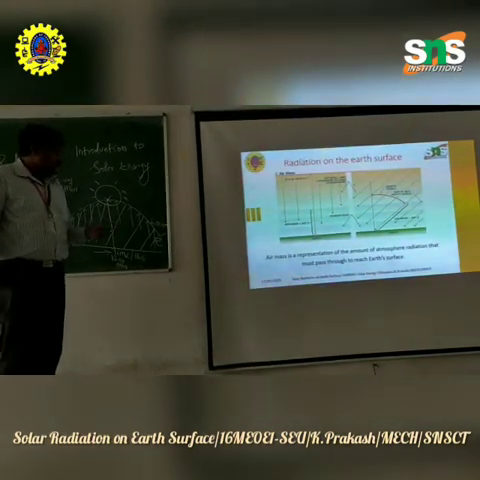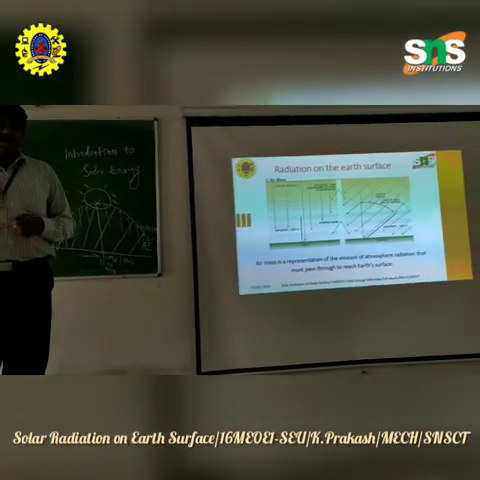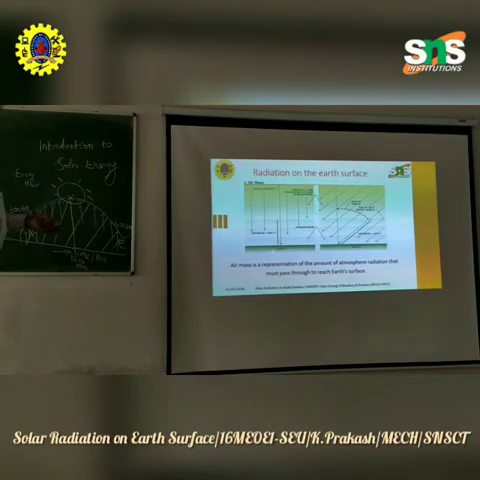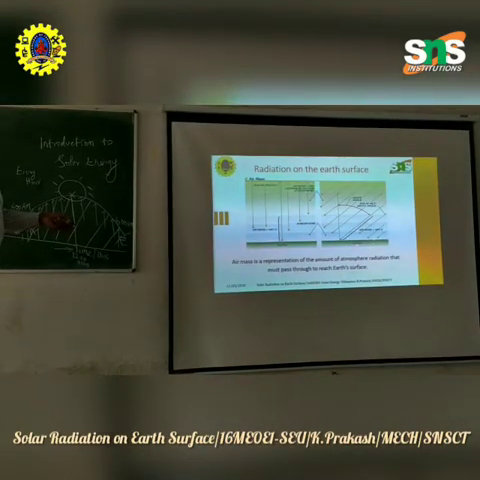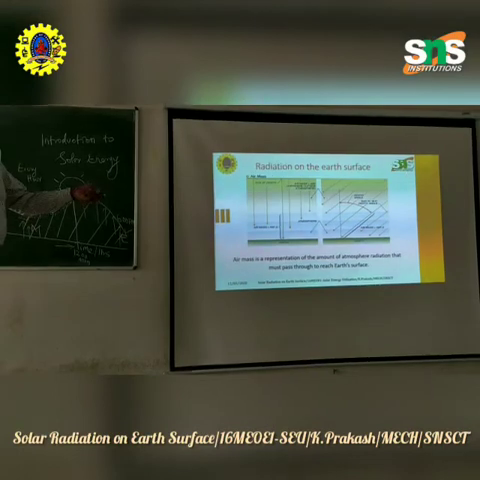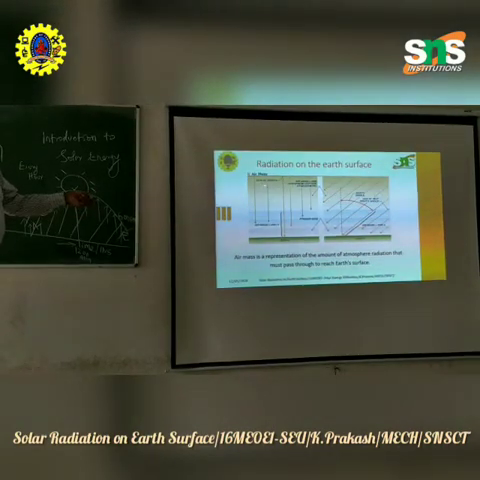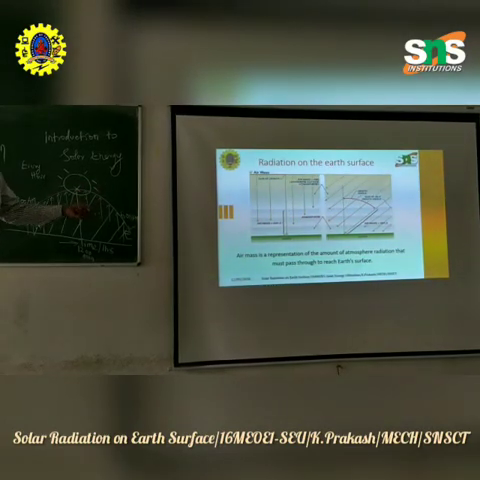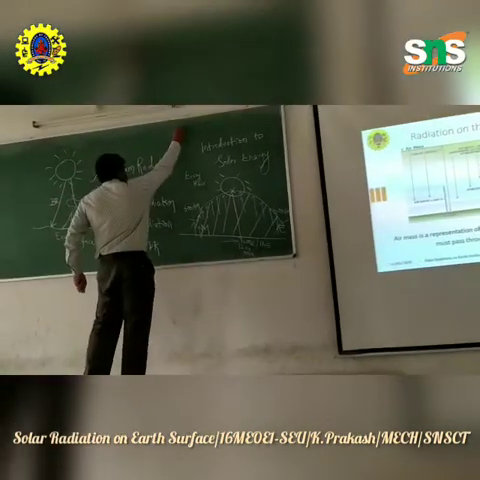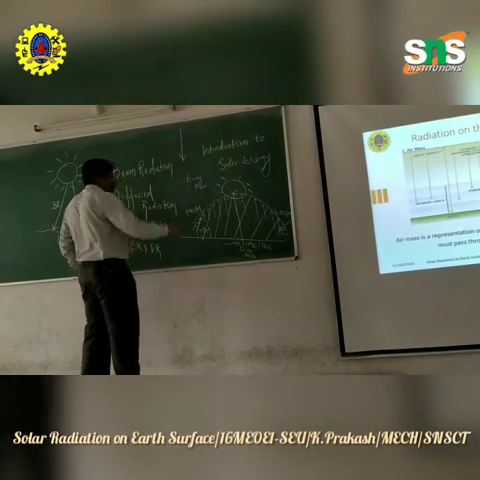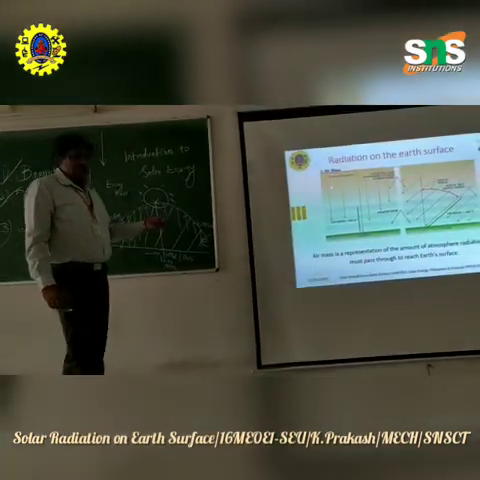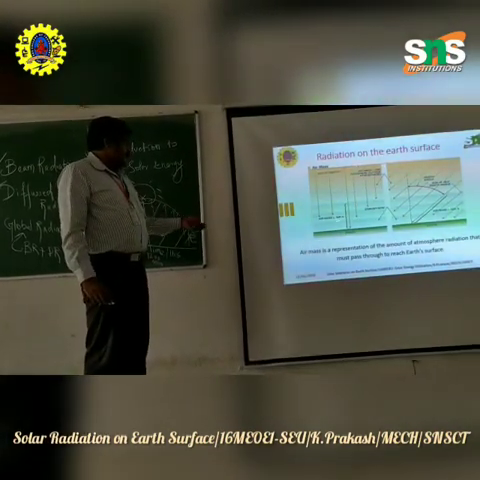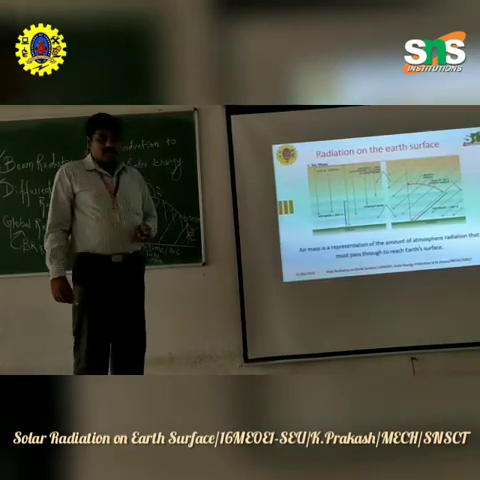And see here, we are going to a new topic, the air mass. This is the earth surface and this is the earth, and we are getting the sun rays. In the first picture we can see the sun rays falling straight. So the line is falling straight. When the solar radiation is a straight line, the air mass is around 1.